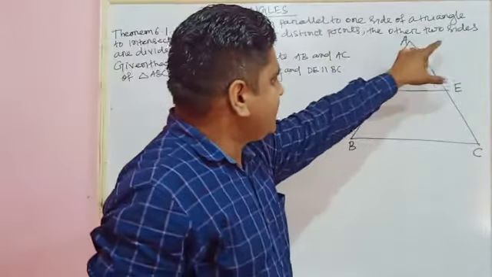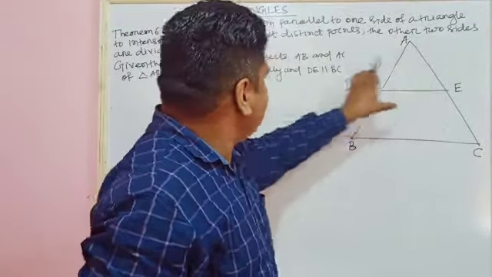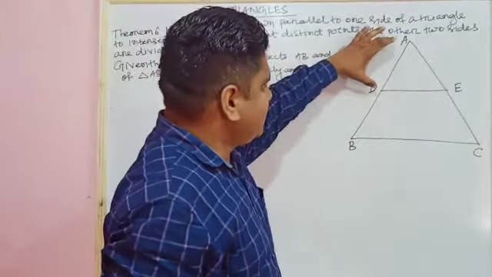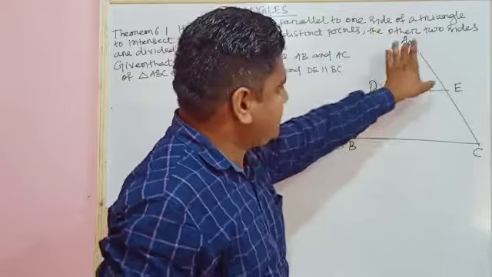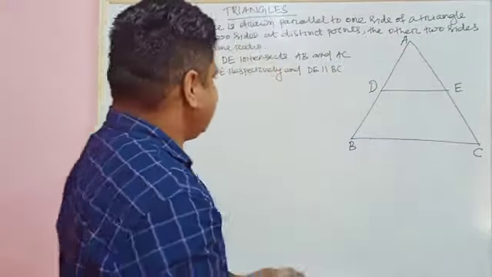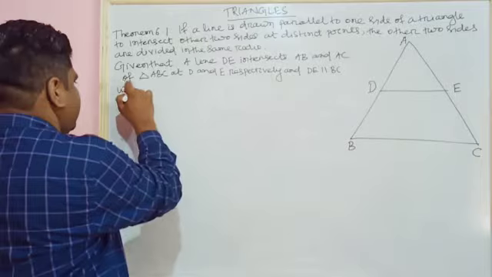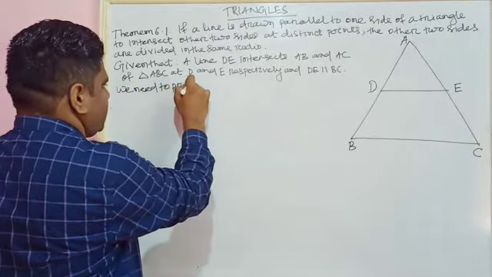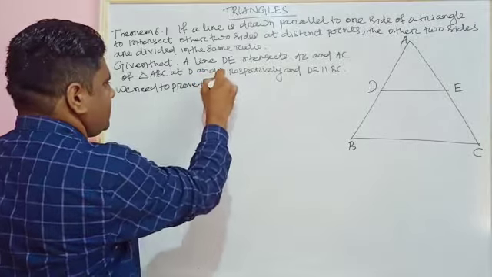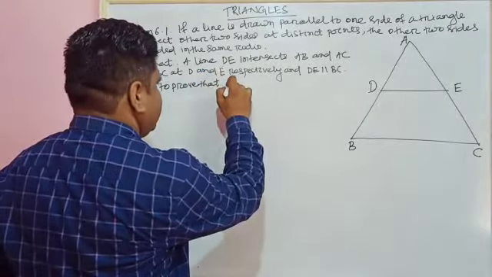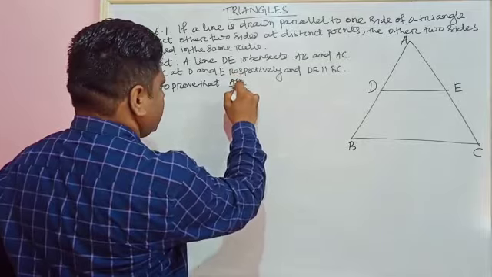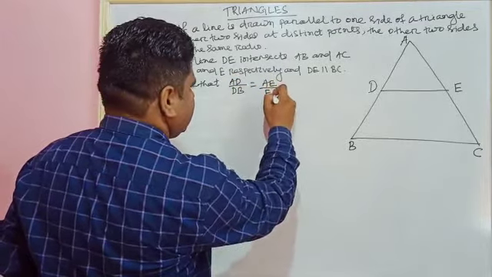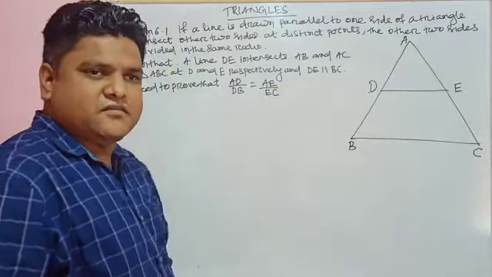So the other two sides means AB and AC are divided in the same ratio by DE. Means we have to prove that AD by DB equal to AE by EC. Let's write this. So we need to prove that AD by DB is equal to AE by EC. For this purpose, we need some construction.